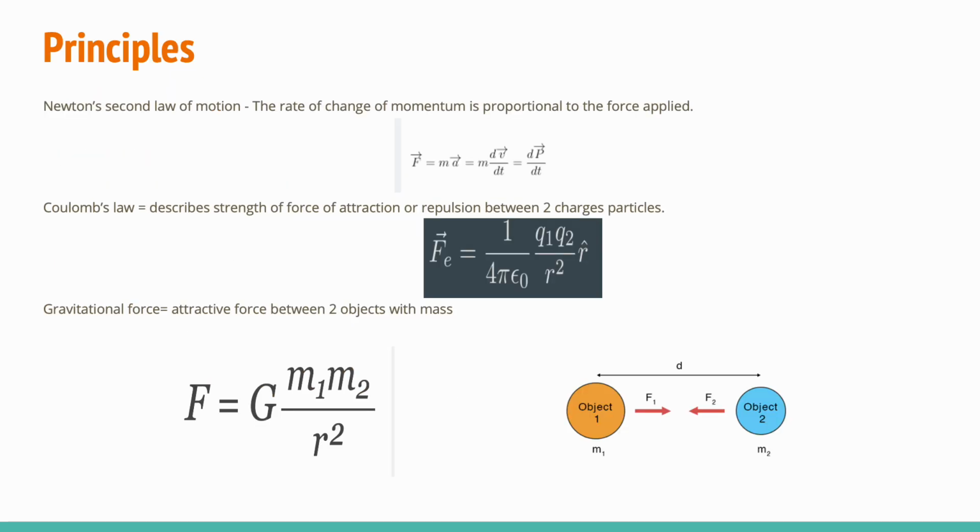The principles used are Newton's second law of motion, which states that the rate of change of momentum is proportional to the force applied. So the force vector is equal to ma, which is equal to dp by dt.